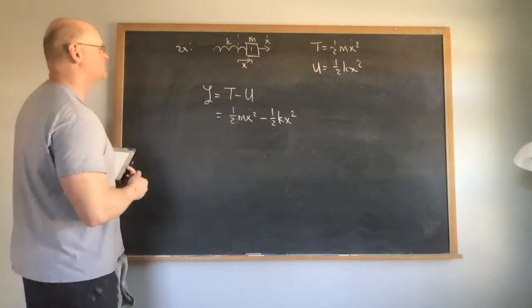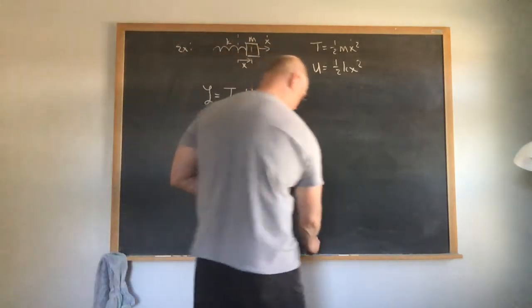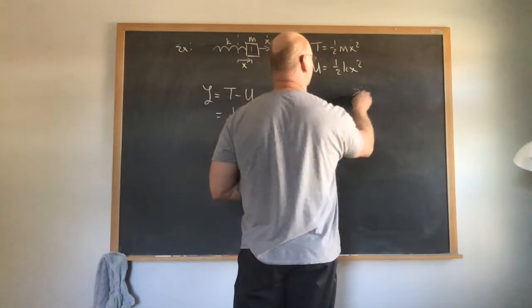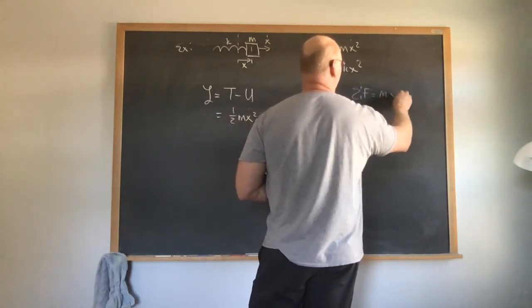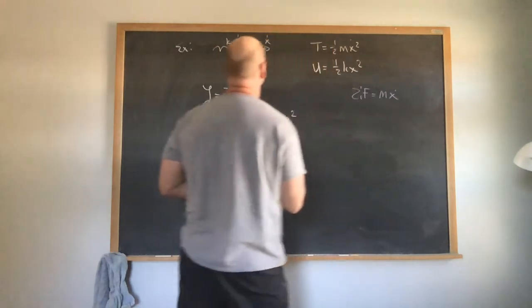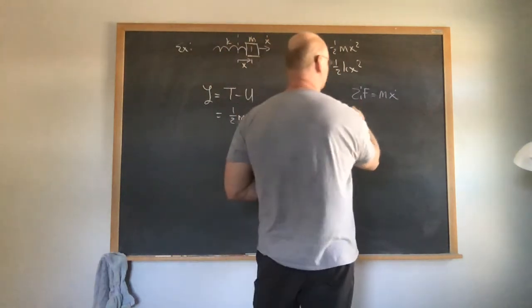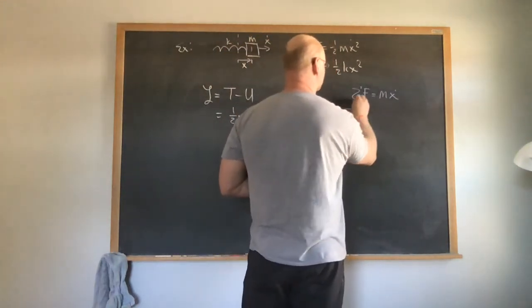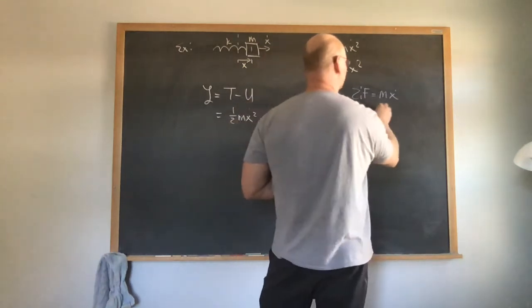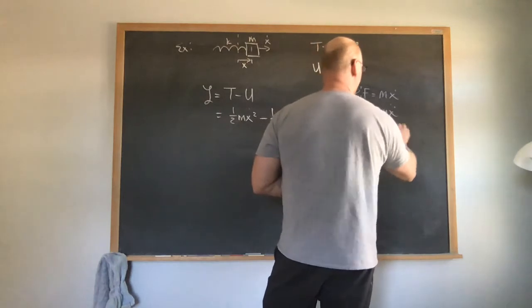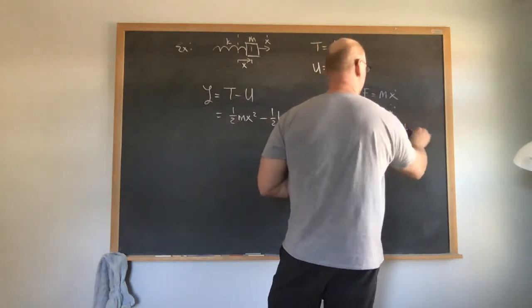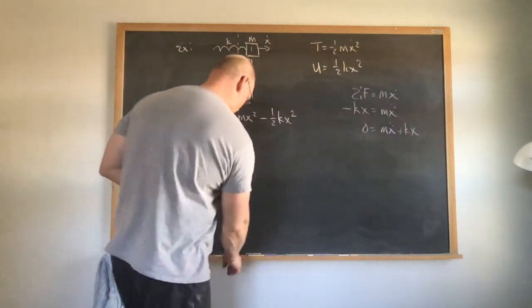Okay. Now just remind ourselves, Newton's second law, we've seen this 100 times. We know that the sum of the forces is equal to m times what? x double dot in this case. Right. So in this case the only force acting on it is the spring force. So I get minus k times x is equal to m x double dot, which means 0 is equal to m x double dot plus k times x.